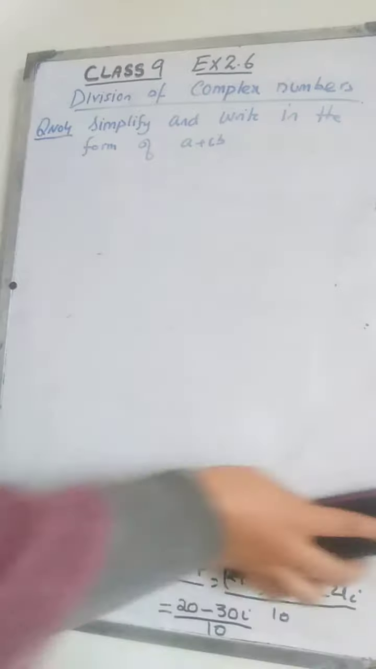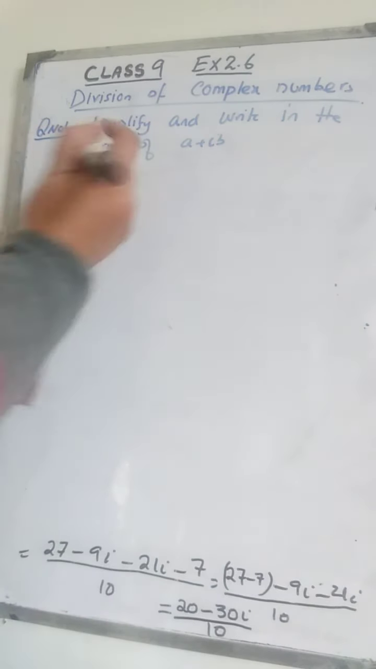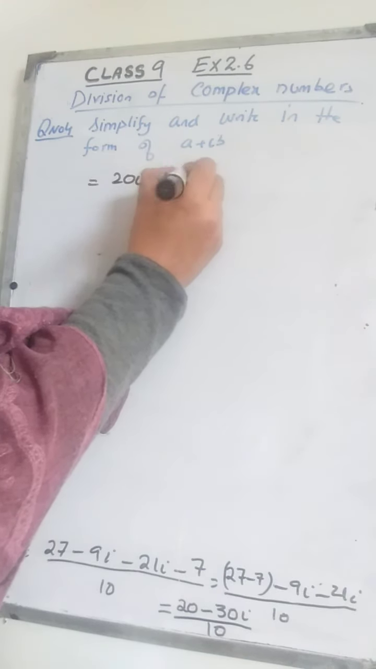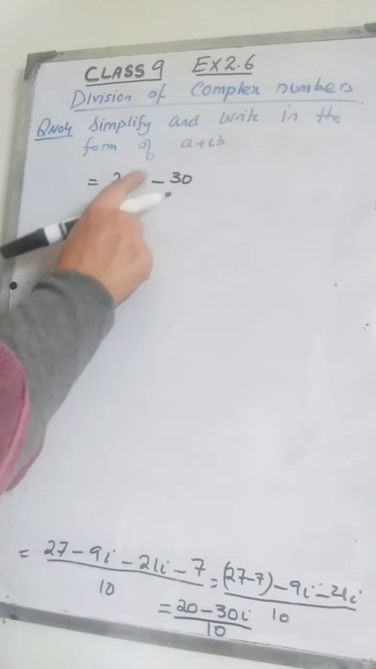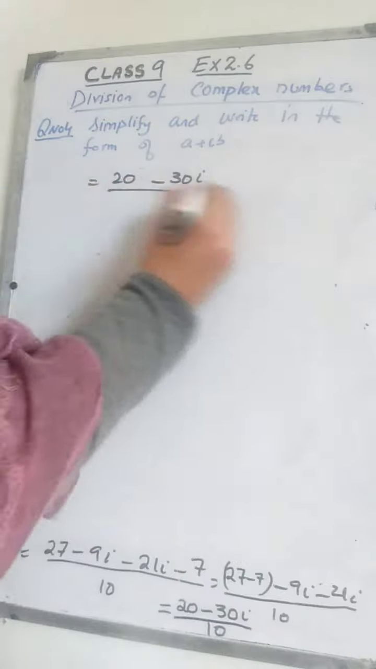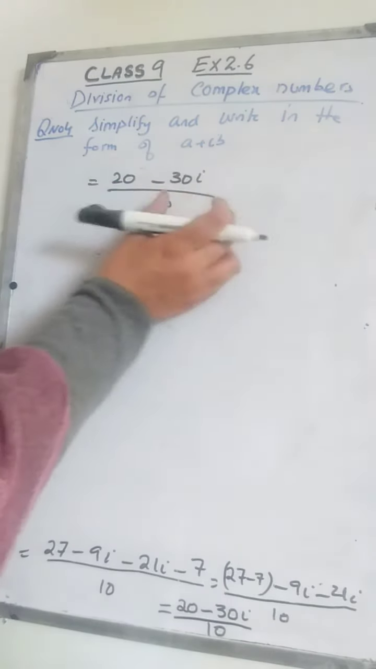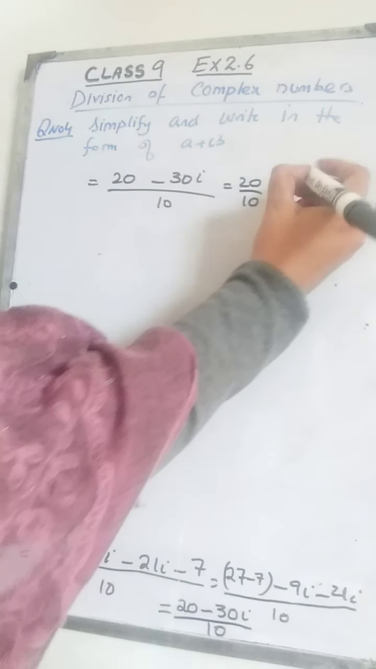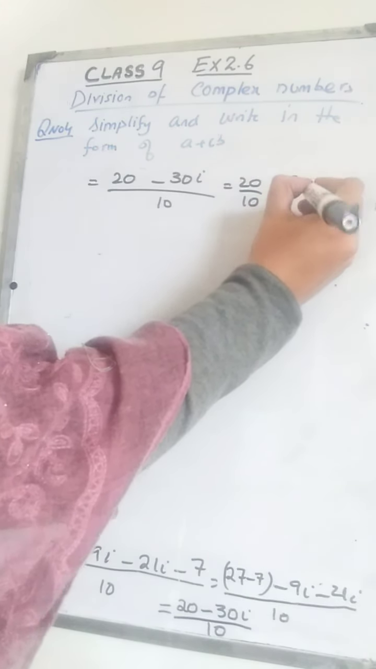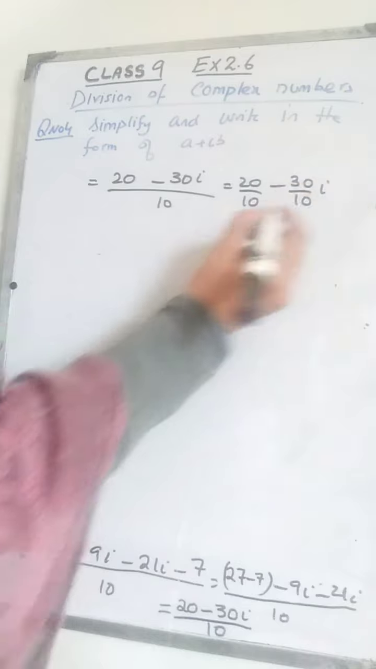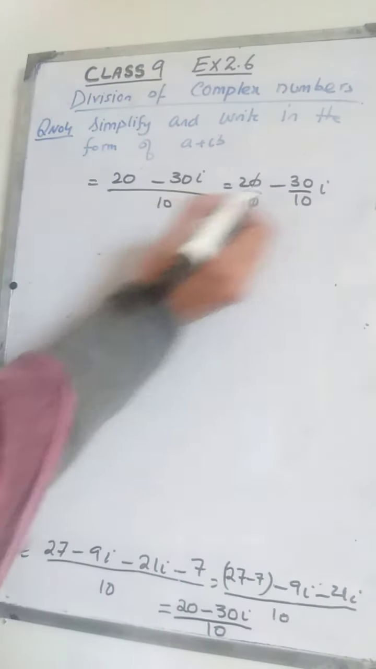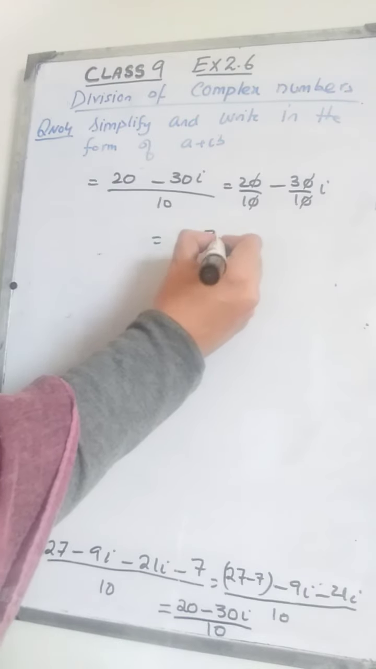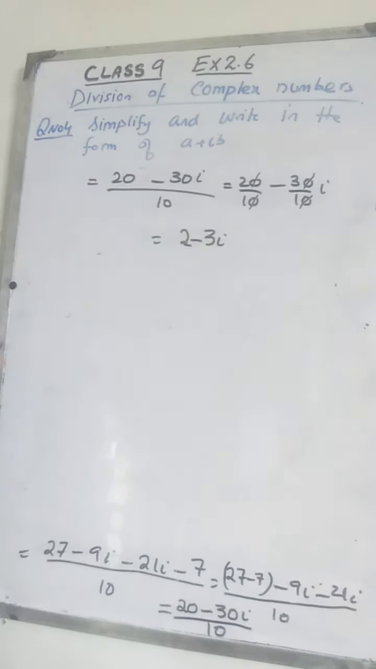And we'll get to the answer. Okay, we are here: 20 iota minus 20 minus 30 iota over 10. Now splitting these two, we can write it as 20 over 10 minus 30 over 10 iota. Cancelling these zeros, what we get is 2 minus 3 iota. This will be the answer.